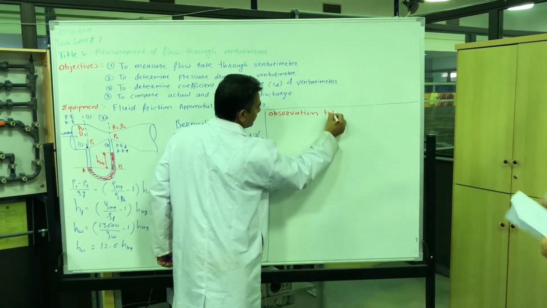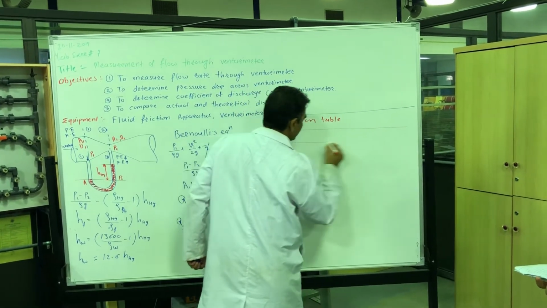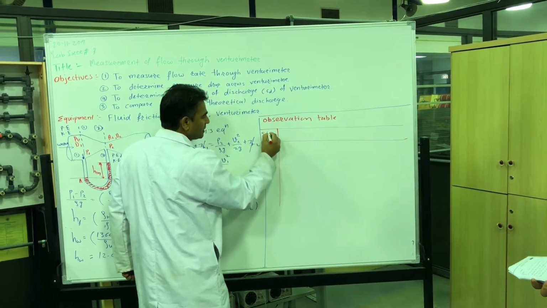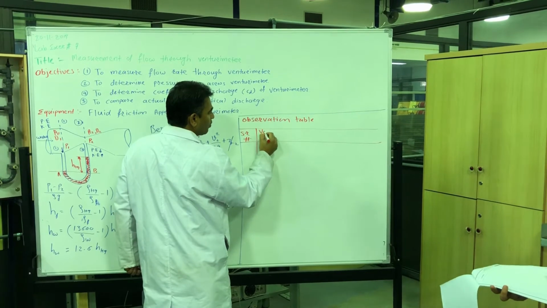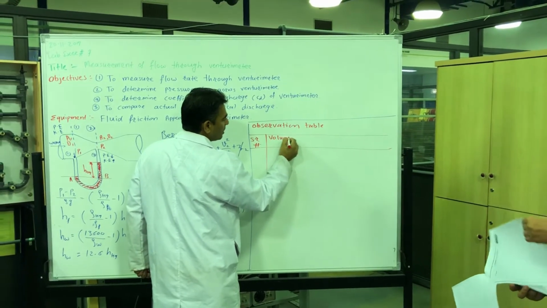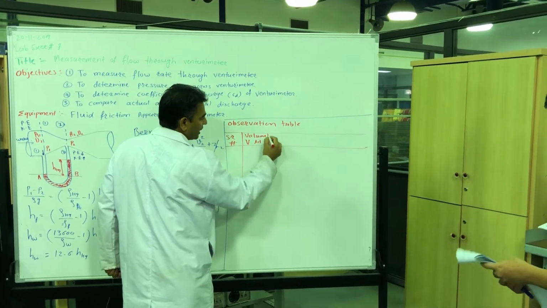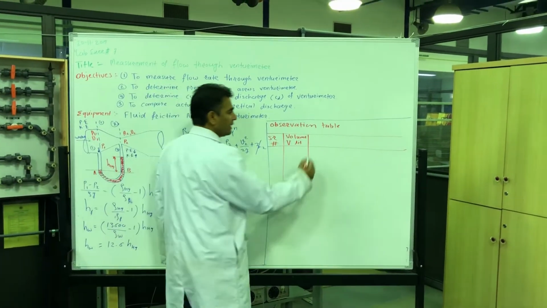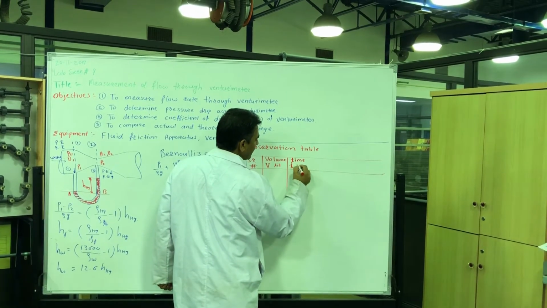Observation table. So make a row. Obviously the first column will be a serial number. Second column I will write volume, unit capital V in liter. Don't forget to write the unit, liter. Okay, then I'm going to measure the time, t in seconds.